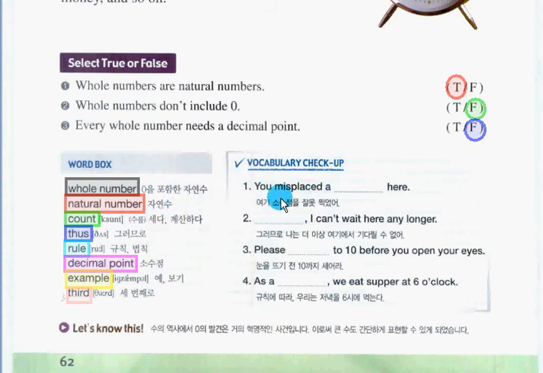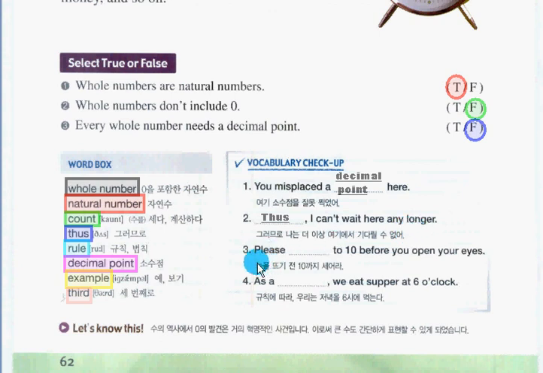So let's answer it now. Number 1, you misplace a blank here. The answer here is decimal point. You misplace a decimal point here. Next, number 2, blank, I can't wait here any longer. The missing word is thus. Thus, I can't wait here any longer.